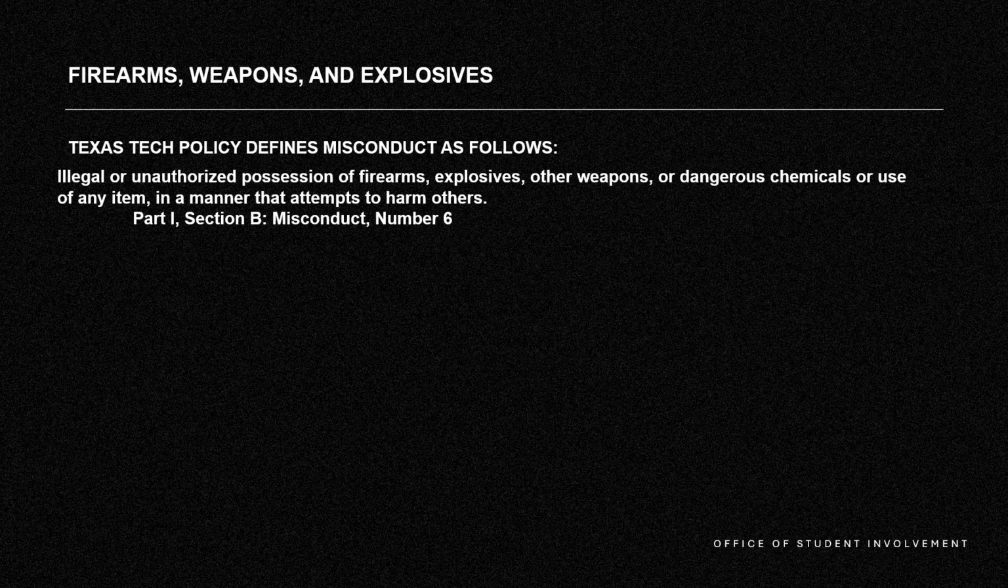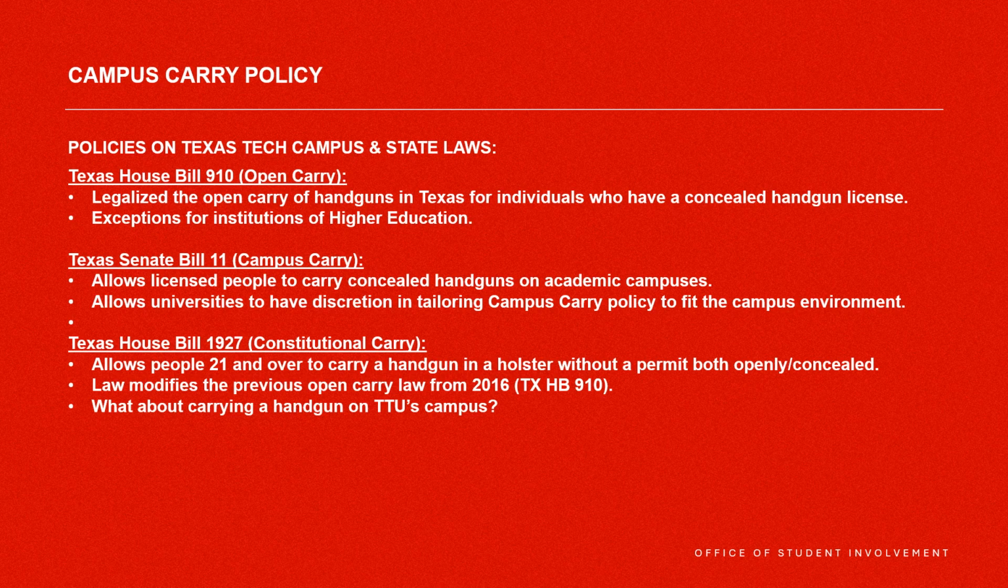Firearms, weapons, and explosives. Texas Tech's policy defines misconduct as follows: illegal or unauthorized possession of firearms, explosives, or other weapons, or dangerous chemicals, or use of any item in a manner that attempts to harm others. This can be found in Part 1, Section B, Misconduct, Number 6.